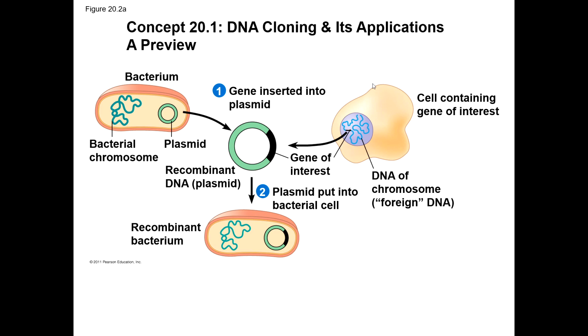Now, fortunately, we can use genetic engineering to cut our gene that codes for insulin out of one of the human cells. So here's the cell that contains the gene of interest. Let's say it's the insulin gene. And we want to then insert it into a plasmid and then get the bacteria to take up the plasmids that have our gene of interest so that they will produce the proteins.